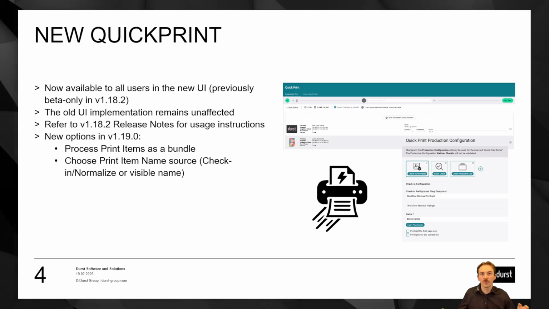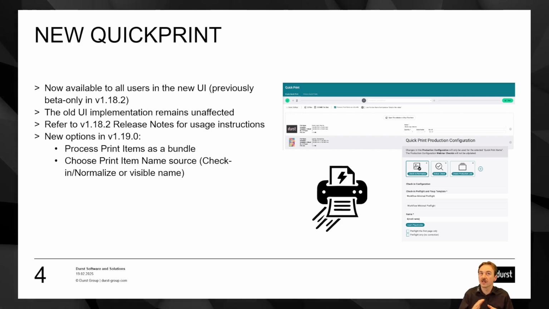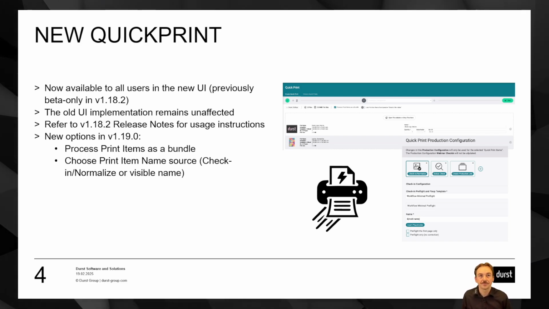The old UI implementation remains unaffected. That means if you want to use the old force print or hot folder or whatever, you can still use this, no problem. If you want to see all the details of how it's going to work, you can take a look at the release notes. And now with 1.19.0, we also have the possibility to process print items as a bundle. And you can choose the print item name source during the check-in or normalization.